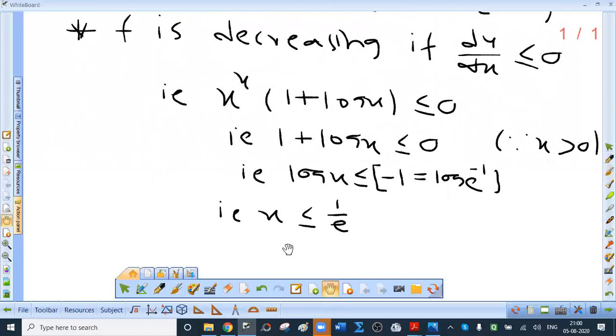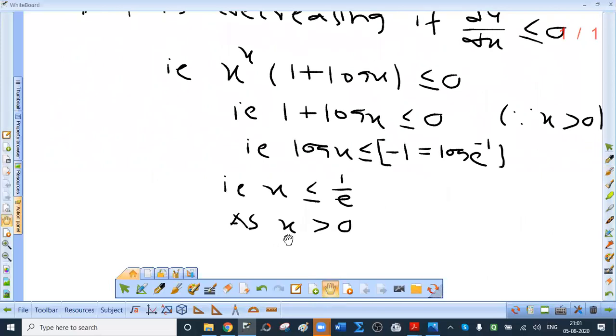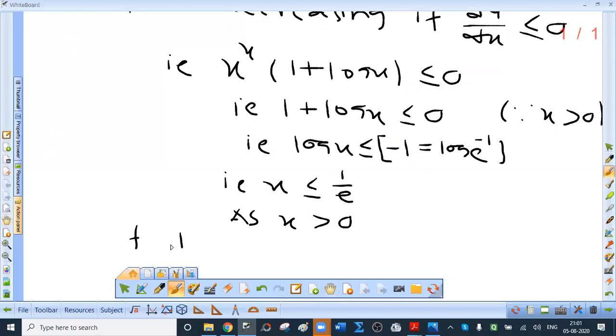Now you have to be careful. Don't say minus infinity to 1 upon e. Why? Because x is greater than 0. As x is greater than 0, f decreases in the semi-open interval 0 to 1 upon e. So 1 upon e belongs to the interval, but 0 does not belong to the interval. I hope you understood this.